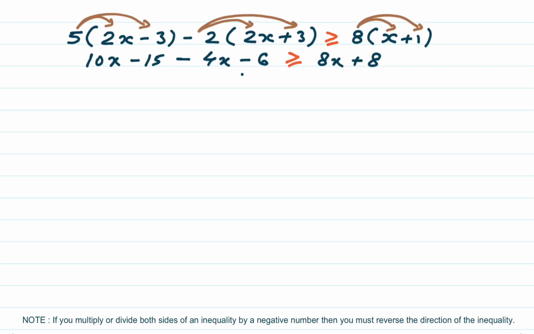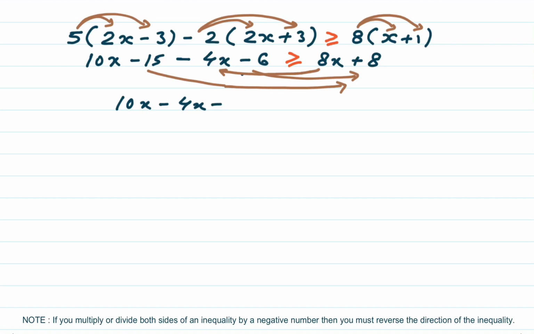Bringing all the x on one side and the constants on the other side, we get 10x minus 4x minus 8x greater than or equal to 8 plus 6 plus 15, which gives me negative 2x greater than or equal to 29.